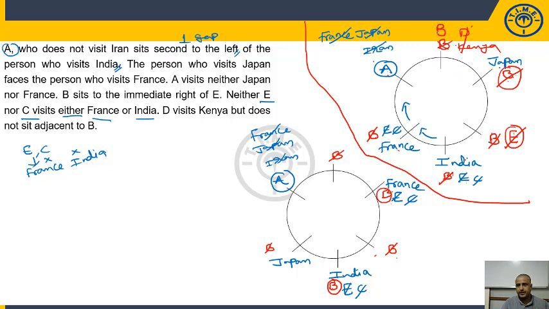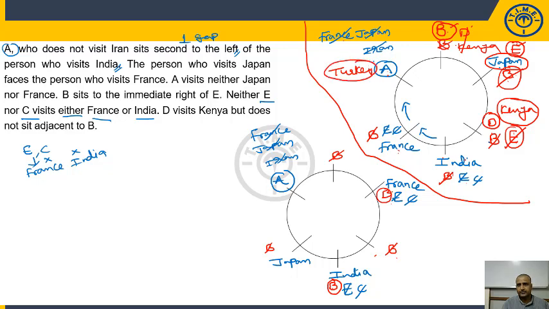If it is B, this will be E. B is immediate right of E. Please follow the arrangement. When B is immediate right of E, B is here, E is here, India is here, France is here, A is here. So it is D and Kenya. E is from Japan. And what is the only remaining country? Turkey. So A is from Turkey.